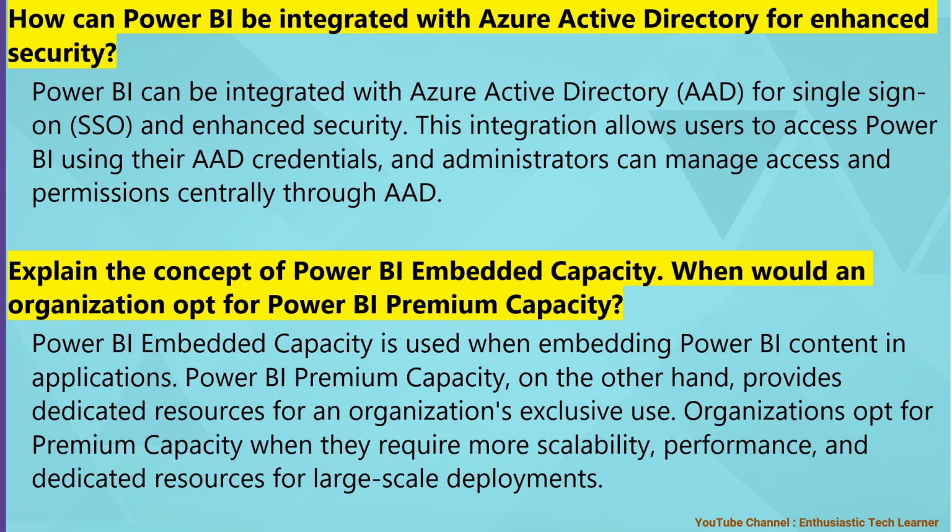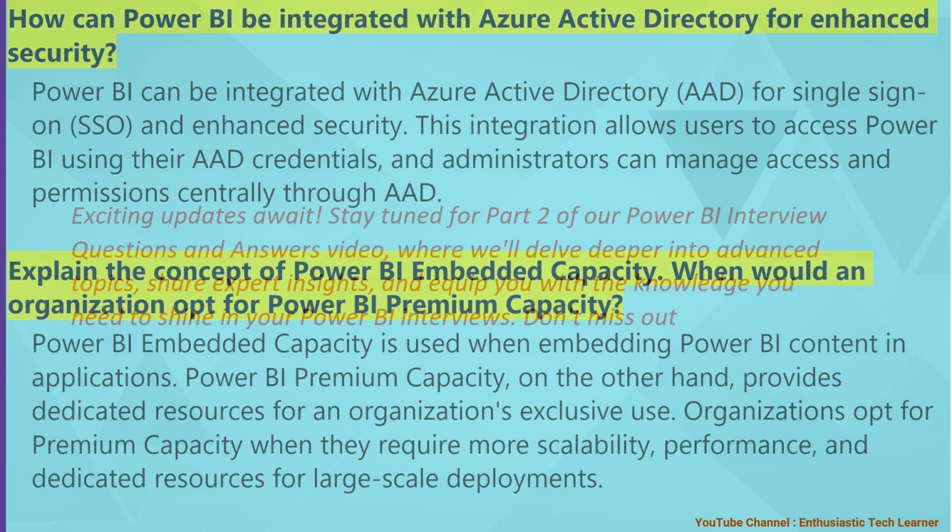Explain the concept of Power BI embedded capacity. When would an organization opt for Power BI Premium Capacity? Power BI embedded capacity is used when embedding Power BI content in applications. Power BI Premium Capacity, on the other hand, provides dedicated resources for an organization's exclusive use. Organizations opt for premium capacity when they require more scalability, performance, and dedicated resources for large-scale deployments.